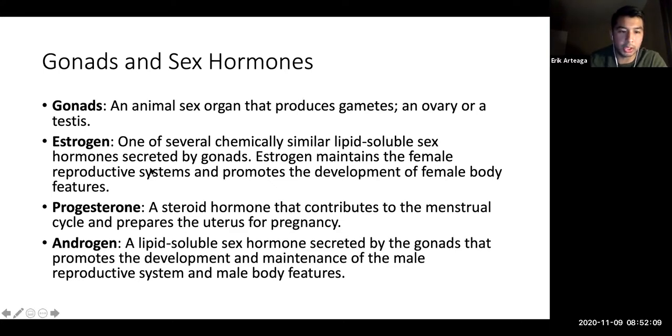And these two hormones can also be used artificially in birth controls, right? And we'll talk a little bit about that later. But androgen is a lipid-soluble sex hormone secreted by the gonads that promotes the development and maintenance of the male reproductive system, male body features. And now new research is showing they might even release male contraceptives as well that are going to be androgen based, okay? So kind of stopping the production, or birth control for males essentially, okay?